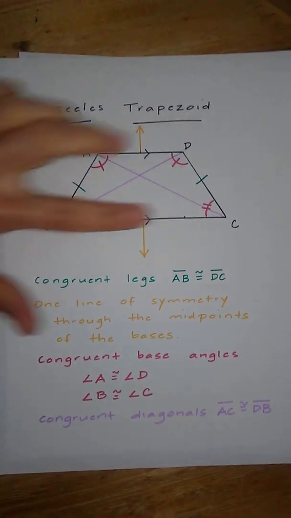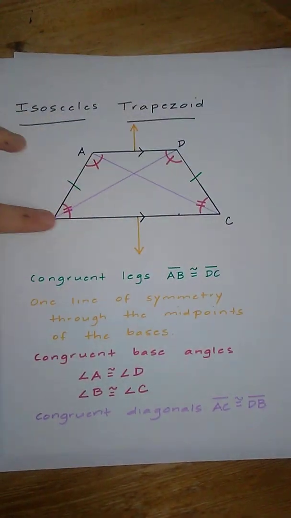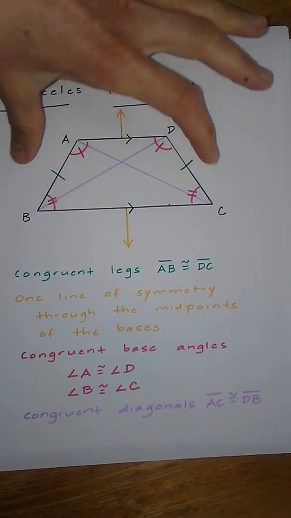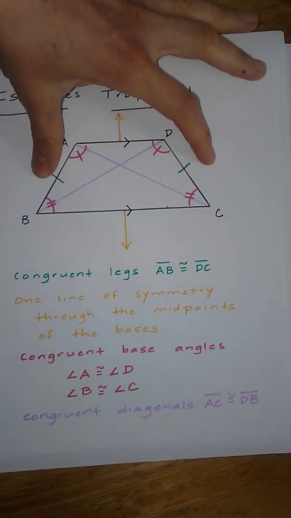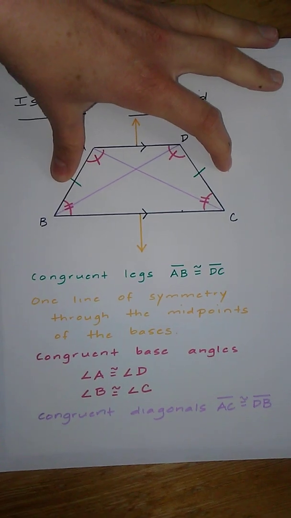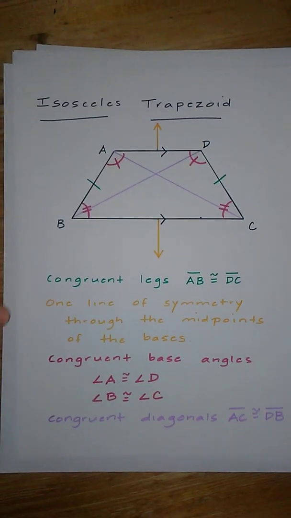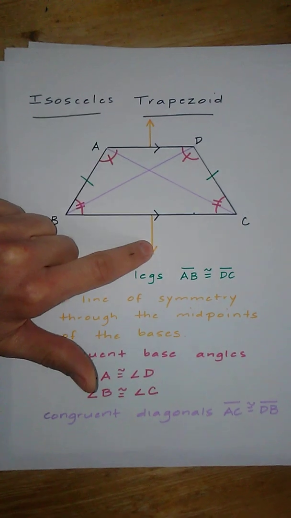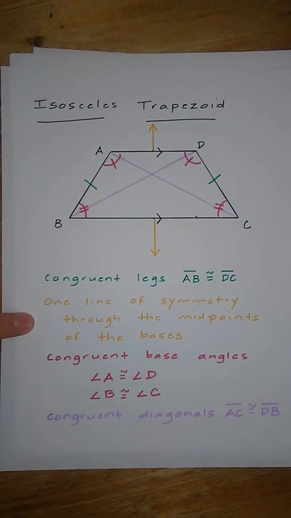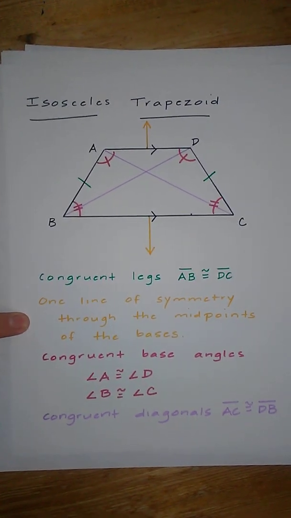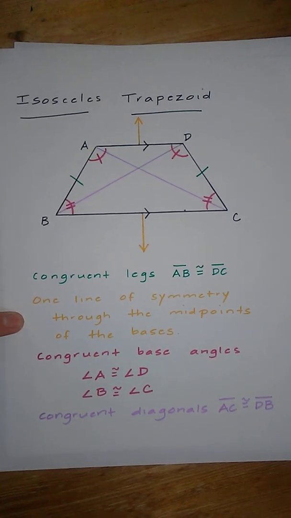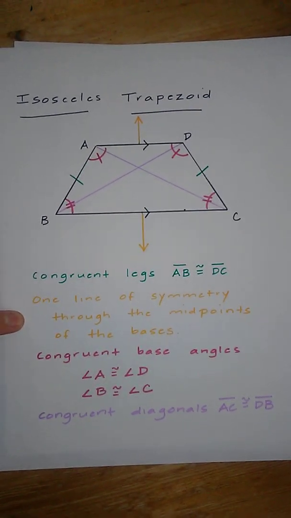So, trapezoids have one set of parallel sides, those are the bases, and then your other set of sides are the legs. And notice those congruent marks. Isosceles trapezoids have one line of symmetry, which passes through the midpoint of each base. Remember, lines of symmetry are fold lines to help us to see matches.